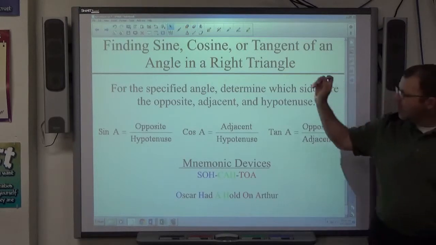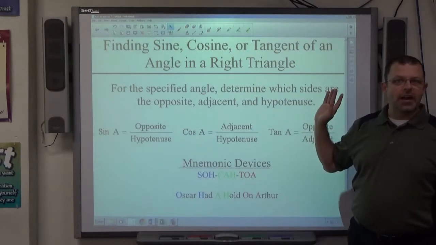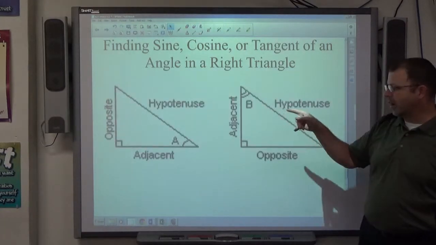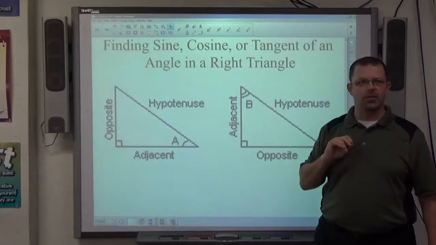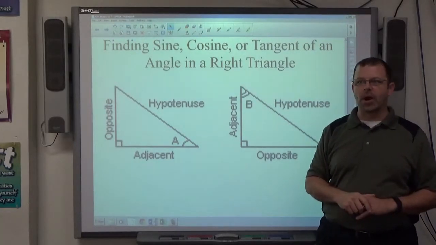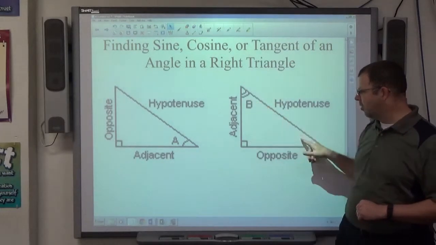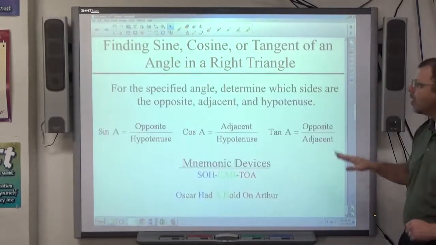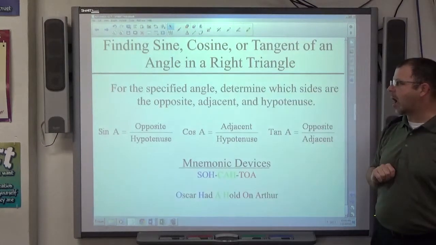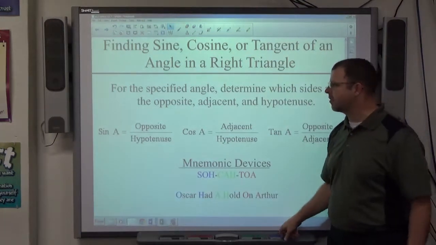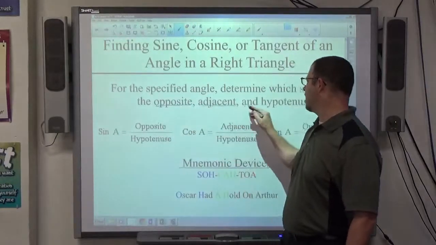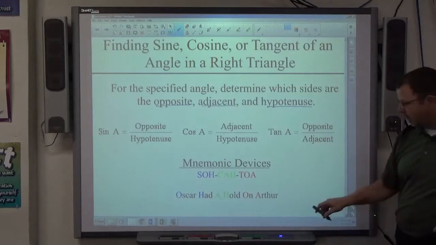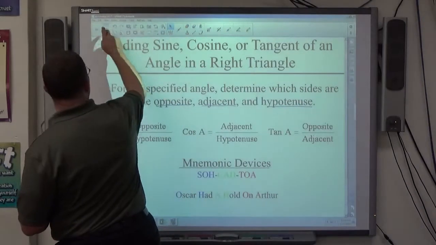All right, so they're going to always specify an angle in a triangle. Looking at a right triangle, here's a right triangle, there's angle A, there's angle B. One of the acute angles is what's going to be specified. So a right triangle always has a right angle, and it has two acute angles. Either one acute angle or the other acute angle is being used. For the specified angle, determine which sides are opposite, adjacent, and hypotenuse. I want you to get accustomed to these three words: opposite, adjacent, hypotenuse. And I want you to know how to find and identify each of those. So let me show you that real quick before we go on to what sine, cosine, and tangent are.